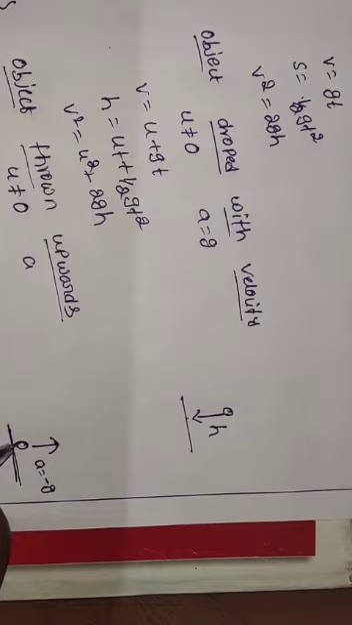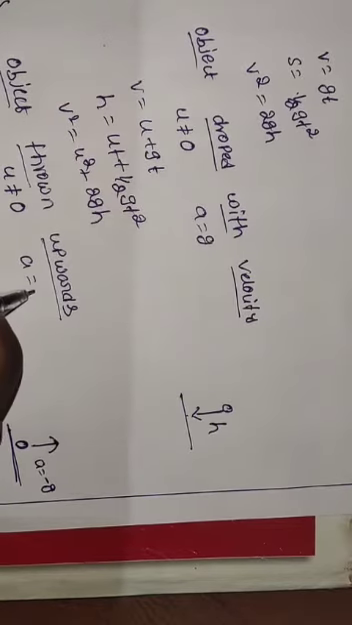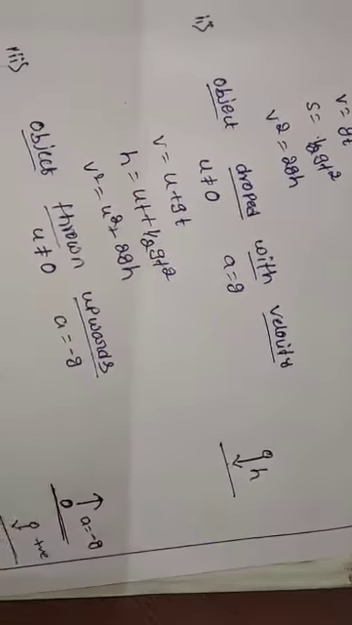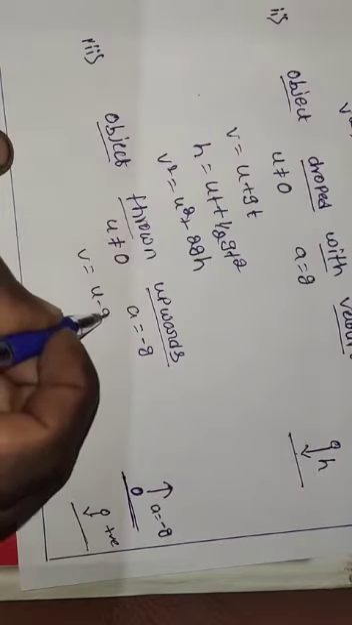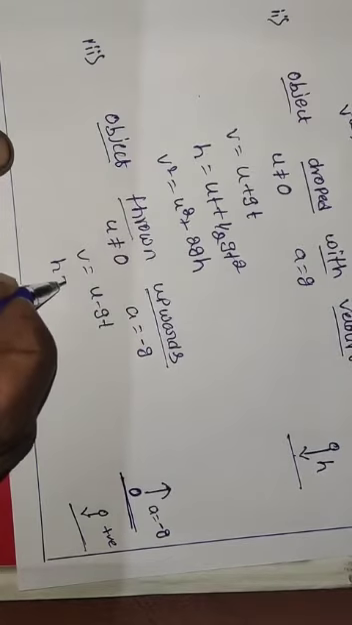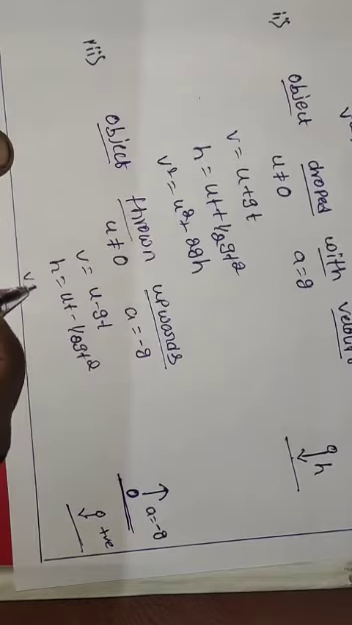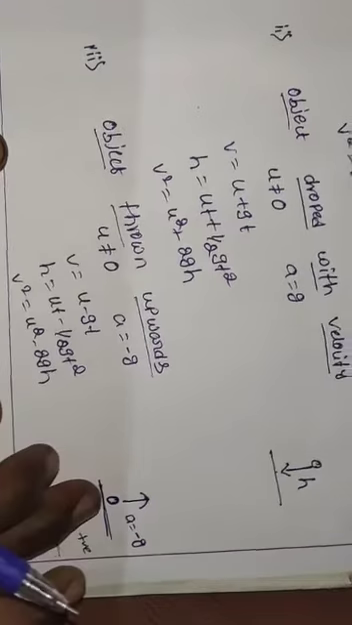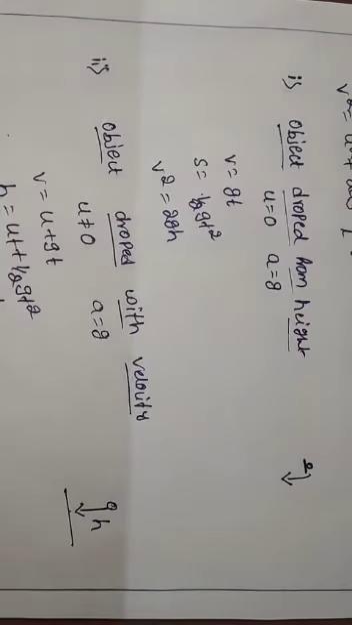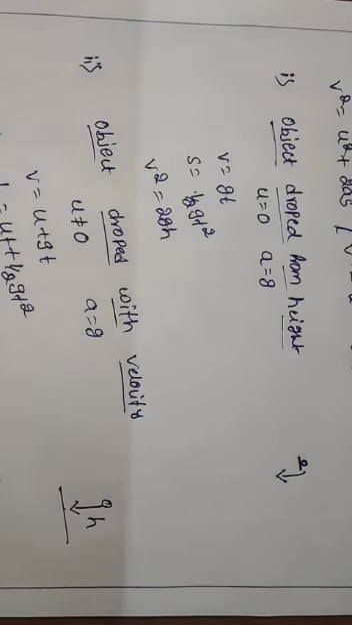Here the object is thrown upwards, so the acceleration is in the opposite direction of the gravitational force, so it becomes negative. Acceleration a is equal to minus g. Then the equations of motion become v is equal to u minus gt, then h is equal to ut minus half gt square, and then v square is equal to u square minus 2gh. These are all the equations under the influence of the gravitational force, the topics we learned in the previous class.